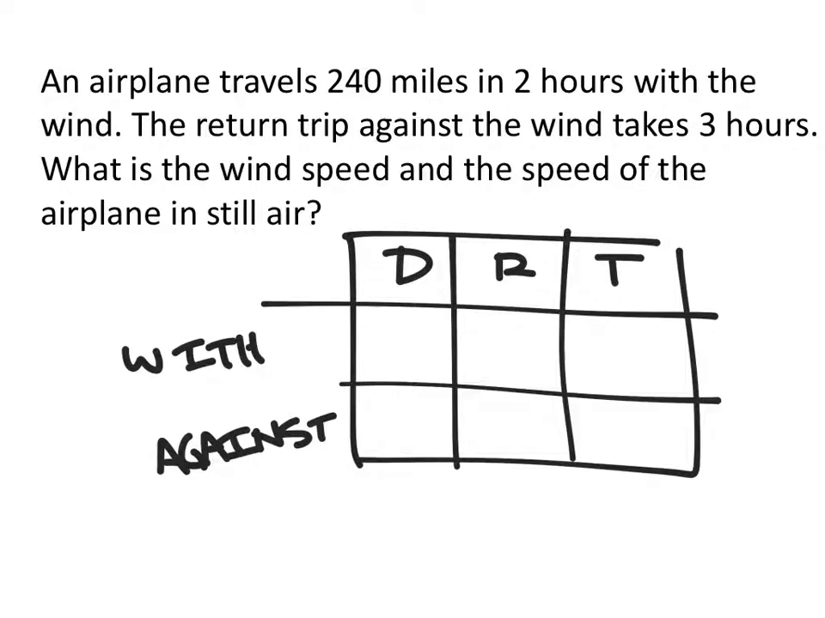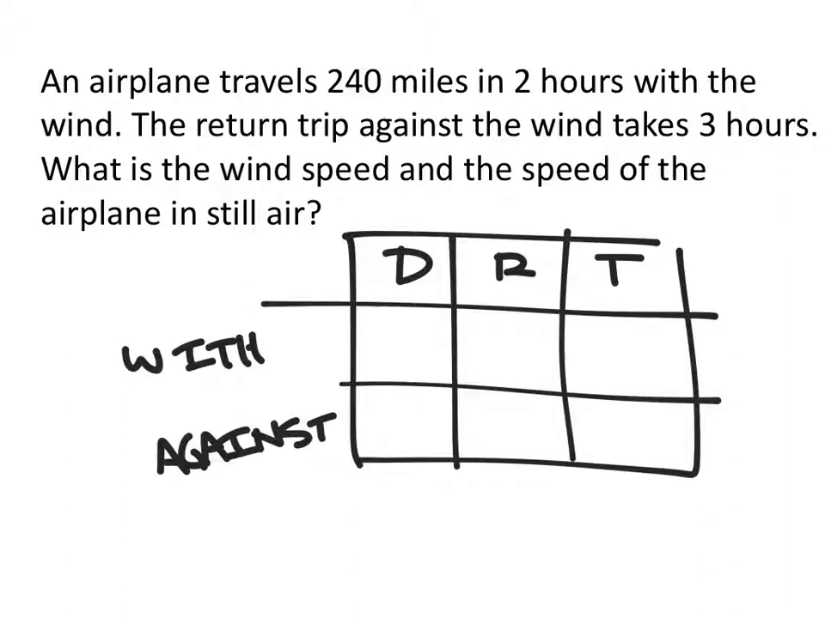So if we use the table method on this one, I should read this, right? I forgot to read it. An airplane travels 240 miles in 2 hours with the wind. The return trip against the wind takes 3 hours. What is the wind speed and the speed of the airplane in still air?